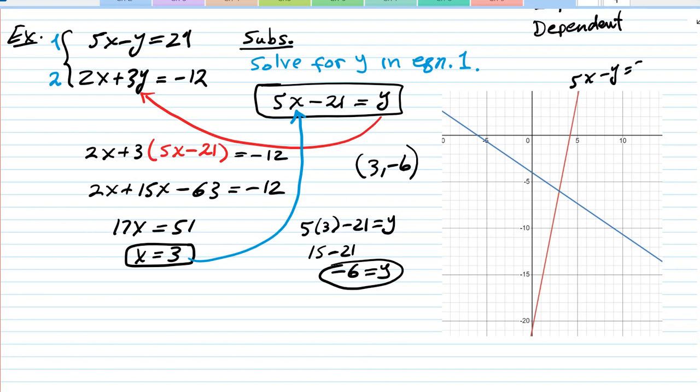Now the red line is 5x minus y equals 21. Here's the y-intercept at negative 21. And the blue line is 2x plus 3y equals negative 12. Okay, that's what that one is. And as you can see, the point of intersection is clearly at 3, negative 6. So it would be 1, 2, this would be 3, and this is negative 6. And you can clearly see that point of intersection. This is a solution, 3, negative 6.